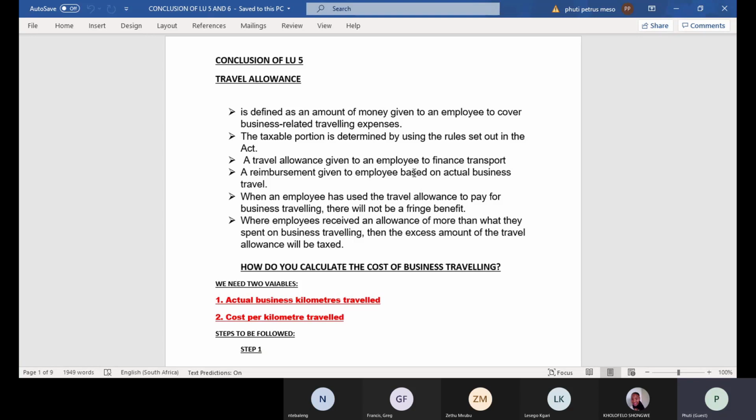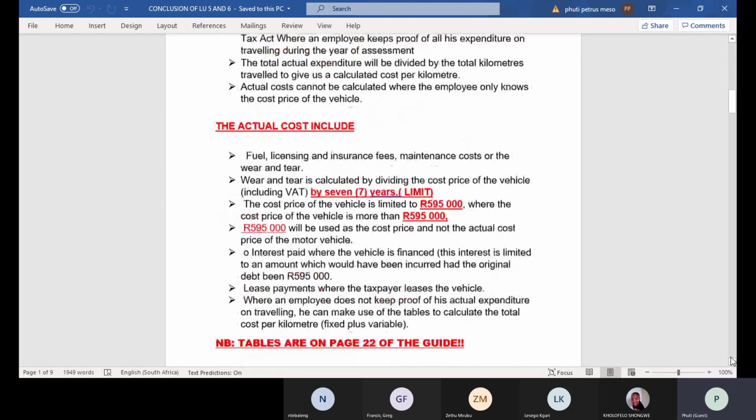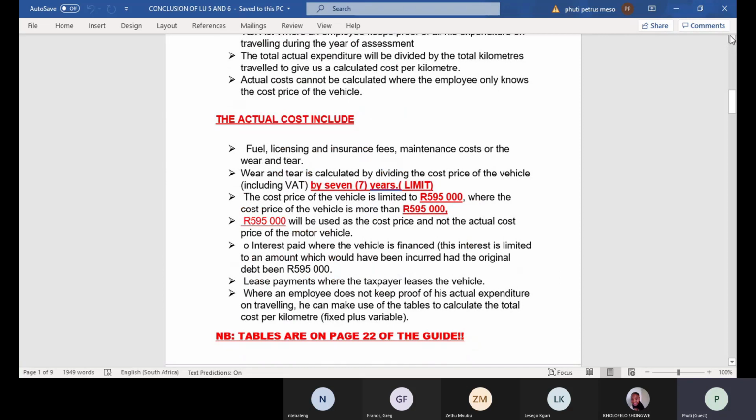Where employees receive an allowance of more than what they spend on traveling, the excess amount of the travel allowance will be taxed. So let's move on to how you calculate the cost of the business travel. We need two variables: your actual business kilometers traveled, as well as the cost per kilometer traveled. We're going to break those down now.